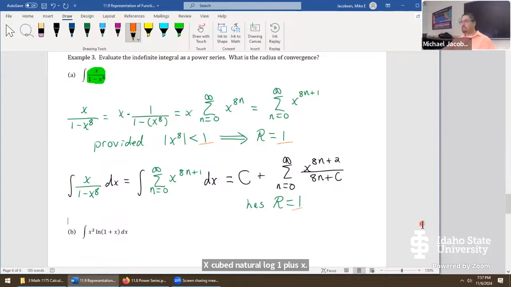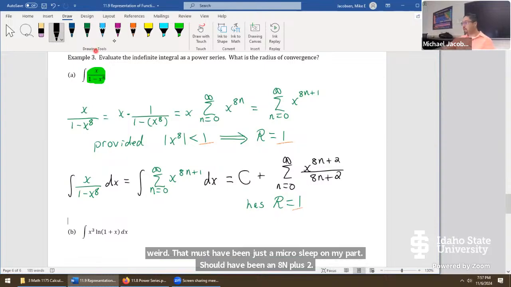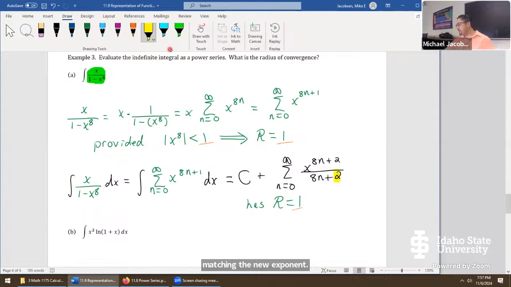Oh, weird. That must have been just a micro sleep on my part. Should have been an 8n plus 2, matching the new exponent. Thanks for spotting that one. Let me highlight it just to indicate that weird omission or typo mistake. Does that make sense there with the correction?